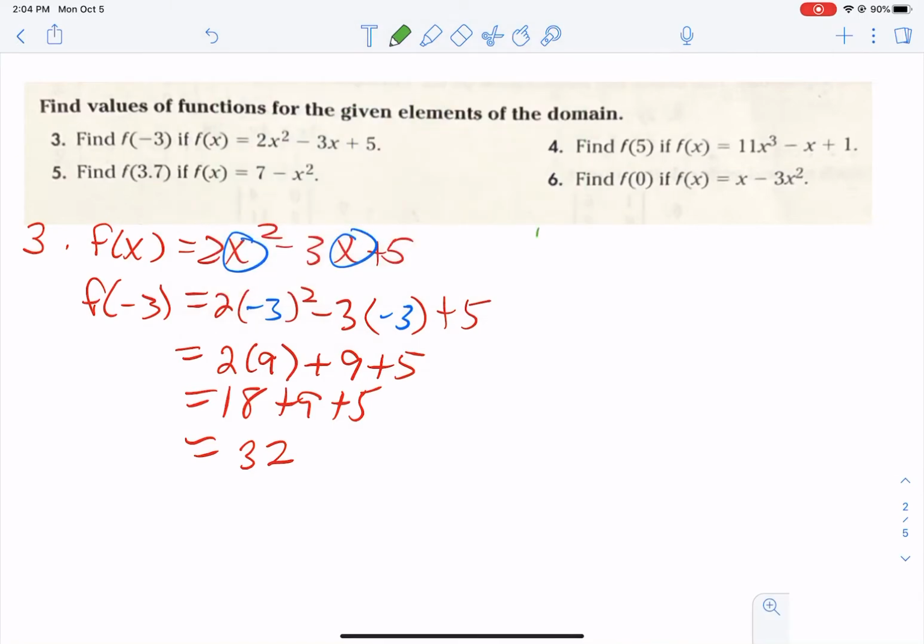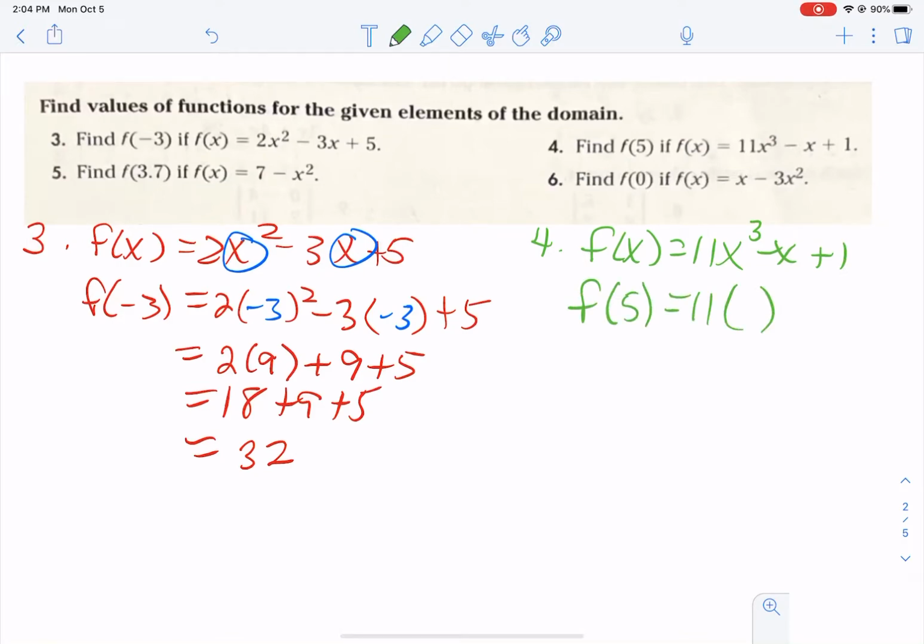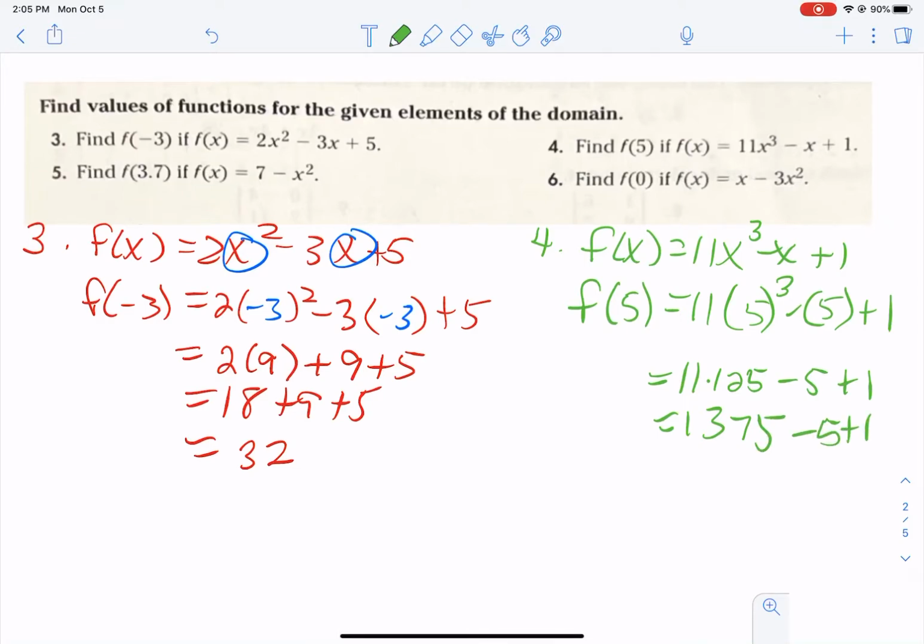Let's now do number 4. For number 4, the f of x they're using is 11x cubed minus x plus 1, and we are inputting 5. So wherever we see the x's, you are going to place a 5 there. Now you're going to do 5 cubed, which is 125. So that's 11 times 125, which is 1375, take away 5 plus 1, which is 1371. So remember, you're just inputting things, okay?